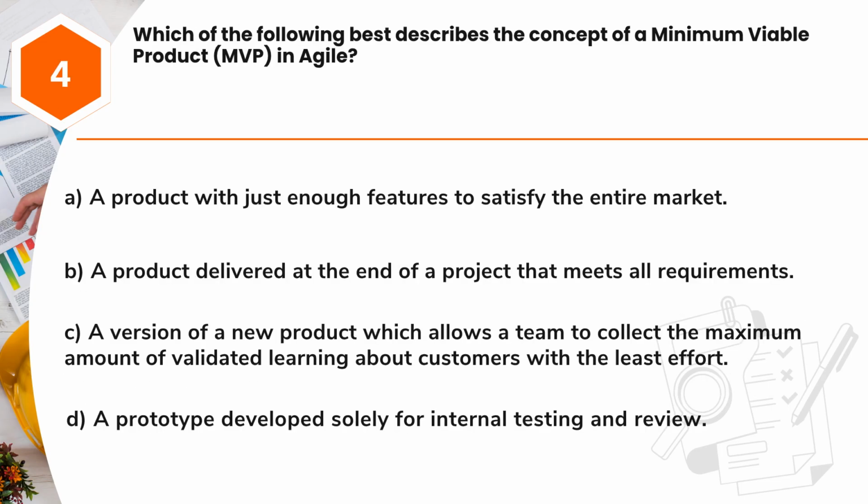Question 4. Which of the following best describes the concept of a minimum viable product, MVP, in Agile? A. A product with just enough features to satisfy the entire market. B. A product delivered at the end of a project that meets all requirements. C. A version of a new product which allows a team to collect the maximum amount of validated learning about customers with the least effort. D. A prototype developed solely for internal testing and review.